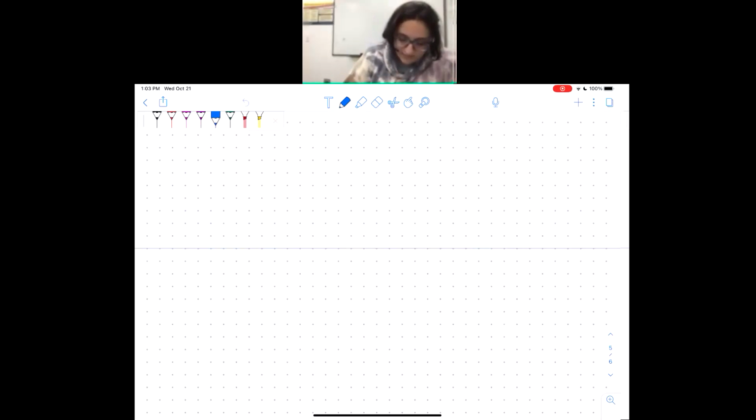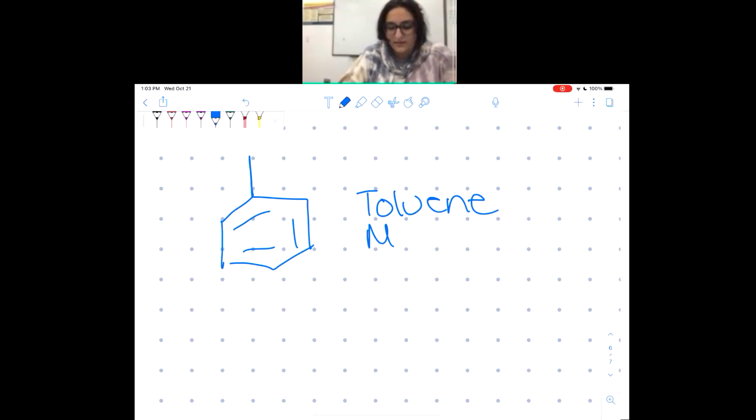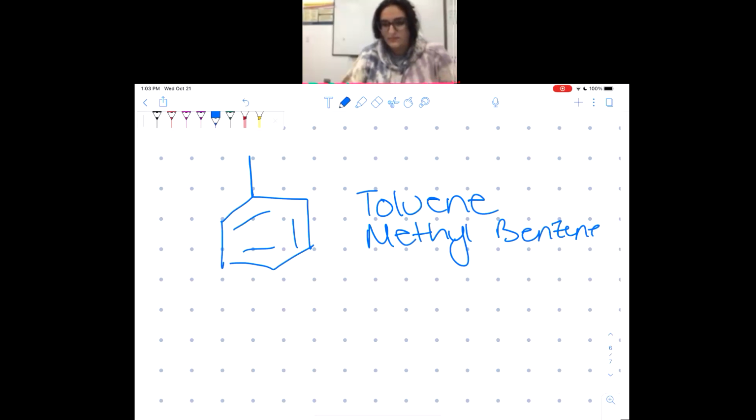So, for example, since one of you guys brought it up, this is an ugly benzene ring, but don't mind that. So this is a benzene with a methyl group, and the common name for that is toluene. And it's also called methyl benzene. But again, we'll go over all that in chapter 15.